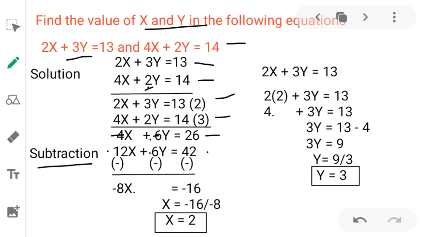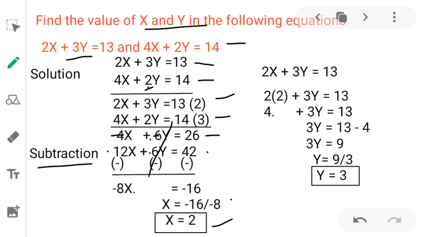While doing so, 6y cancel each other because there is plus 6y and minus 6y. By subtraction we can cancel both. And 4x by subtracting with 12x it becomes minus 8x. 26 by subtracting with 42 it becomes minus 16. Then x becomes minus 16 by minus 2. As we know, minus divided by minus becomes plus from the algebra sign applications. So x equals plus 2, the value of x becomes plus 2.